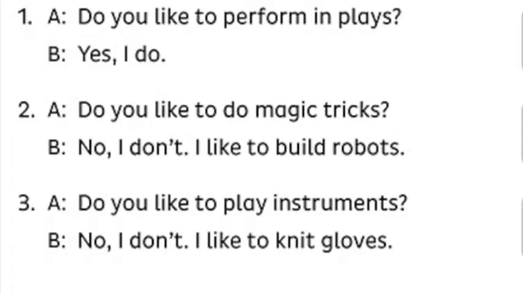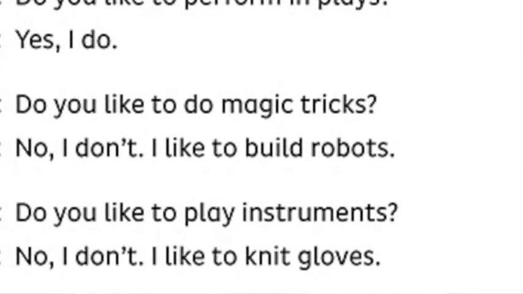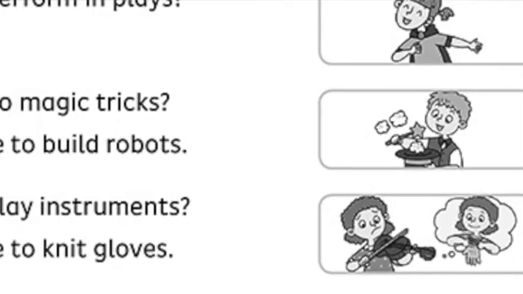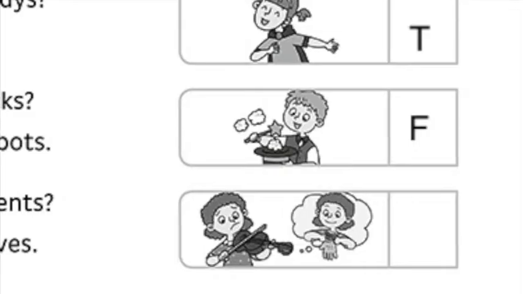Number 2. Do you like to do magic tricks? No, I don't. I like to build robots. So look at the picture there, and it looks like he is doing magic tricks, but he does not like. The answer says, no, I don't. I like to build robots. So that would be F. F for false.